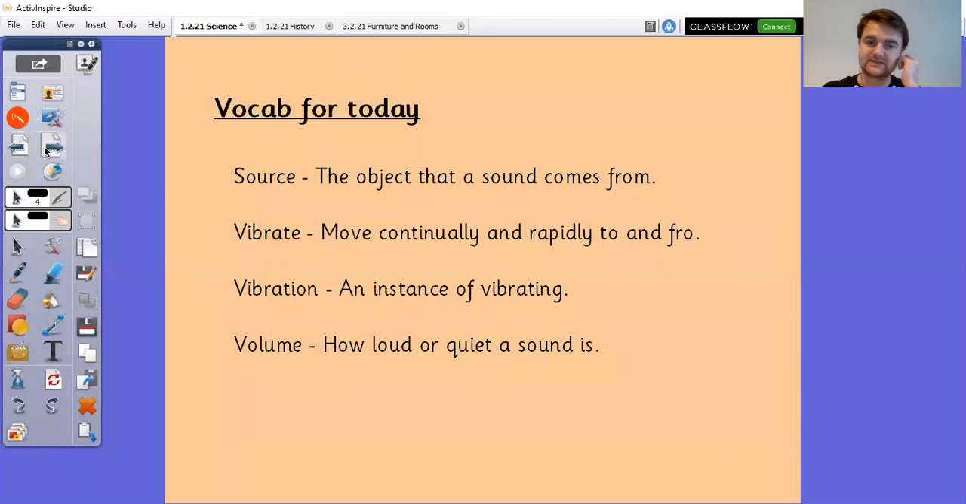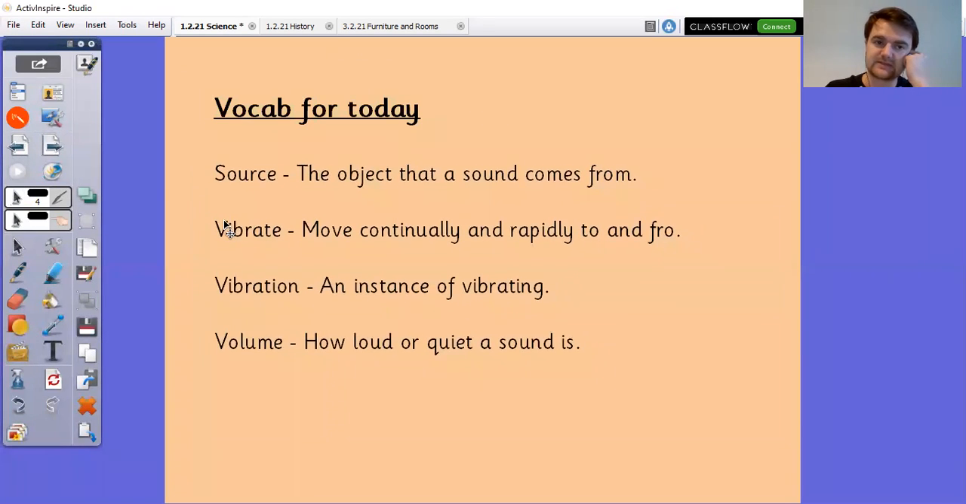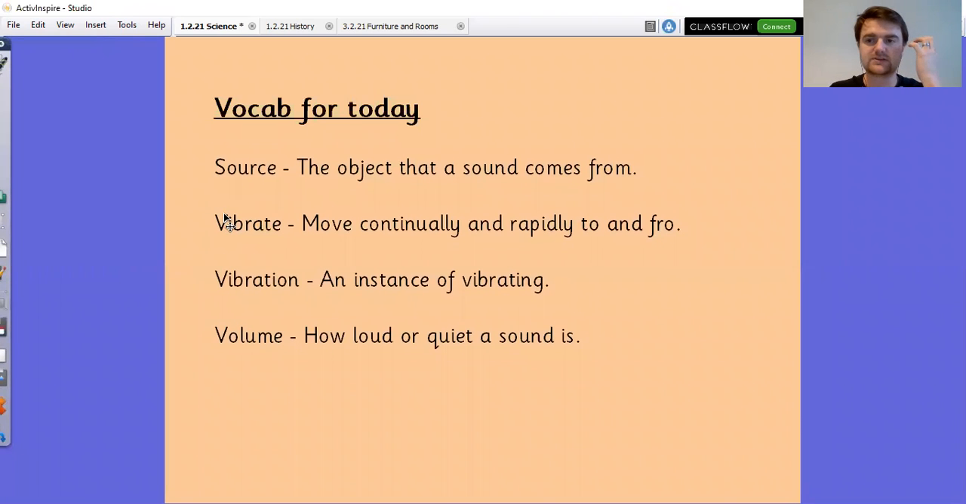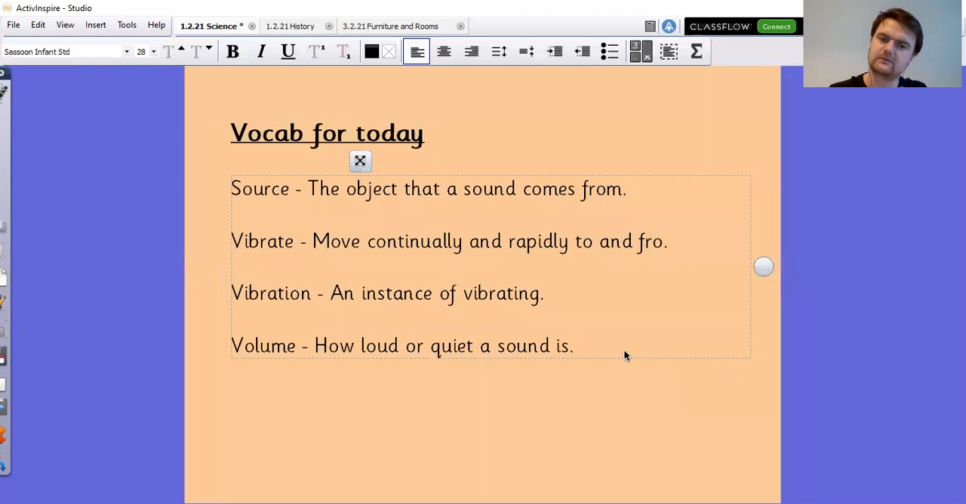Some key vocabulary for today. This isn't the only key vocabulary for today, but because your task is going to be around using the key vocabulary for different parts of the ear, I haven't put them in here. The object that sound comes from is the source. Vibrate and vibration is where something moves continually and rapidly to and fro, and volume is how loud or quiet a sound is. I don't actually think we need that word for today. My apologies, that's left over from last time.